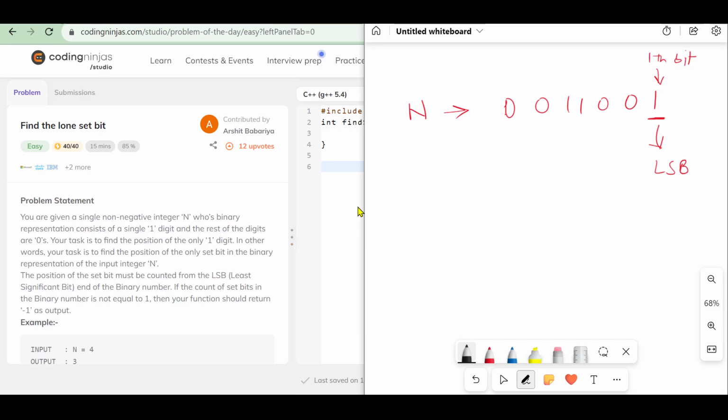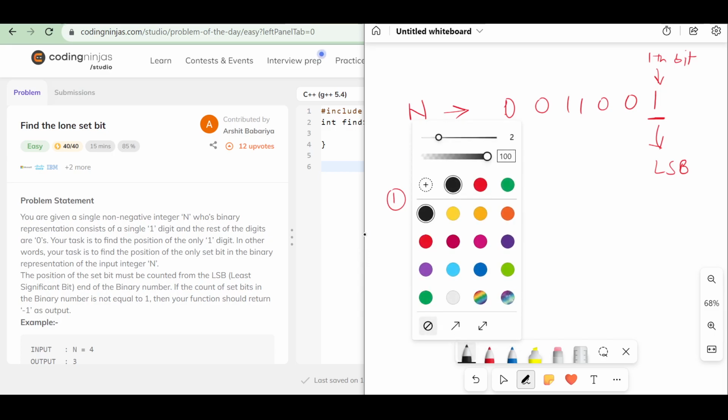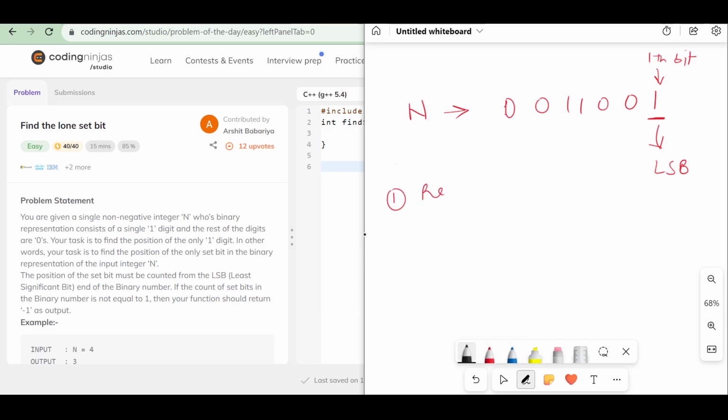If the count of the set bits in the binary number is not equal to 1, then your function should return -1. Alright, so here we have to do two things. First, we have to return the position of the set bit.